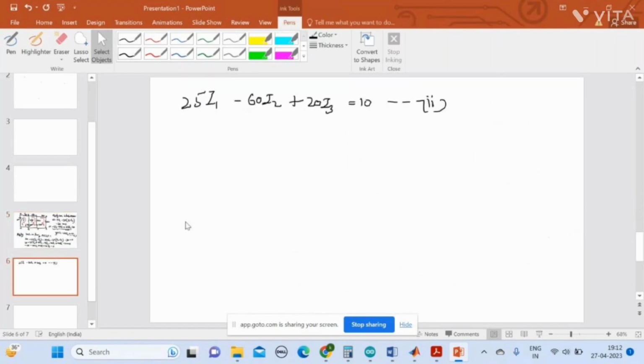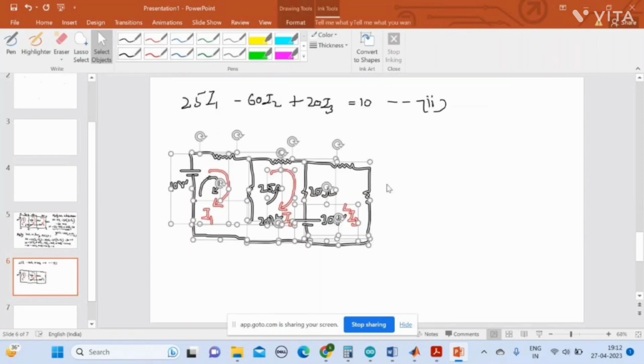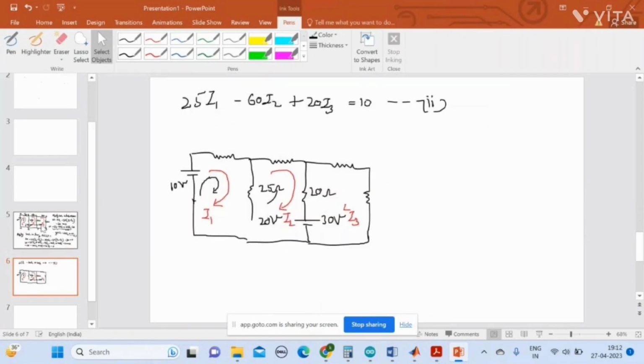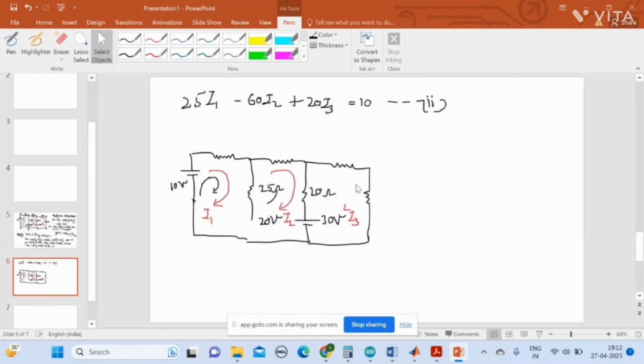So what is the third loop? The third loop is C, D, E, F, you can see. So here you can name it C, D, E, F. And the value of this resistor is 30 ohm. So apply KVL. Now we have to apply KVL in loop C, D, E, F.